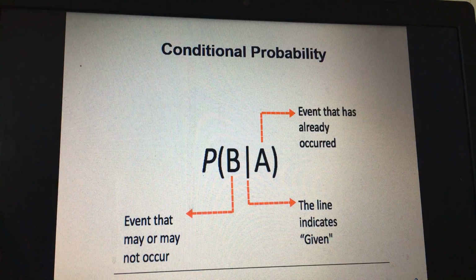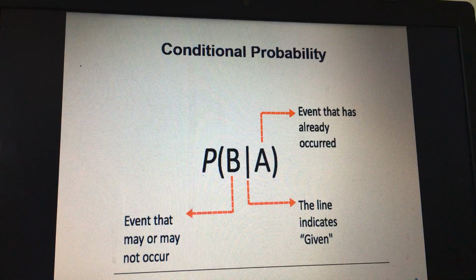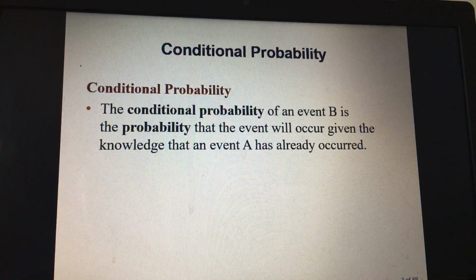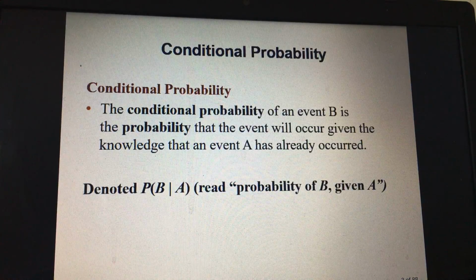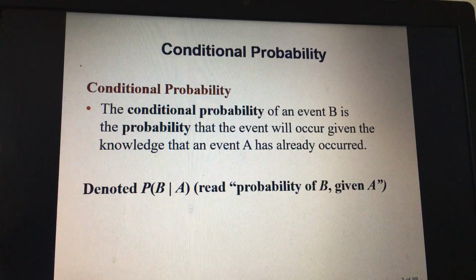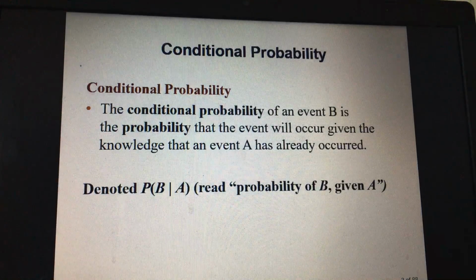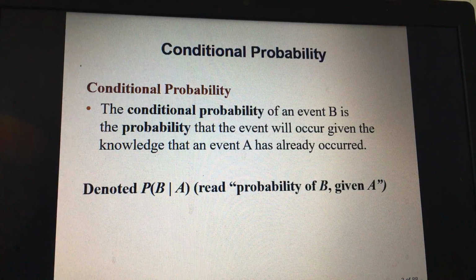At the beginning I mentioned love, that is conditional. The lady loved the man because he is rich. That's the condition. Now let us begin. A conditional probability simply means the probability that an event B, of course you can use B or any other letter, will occur given that A has already occurred.